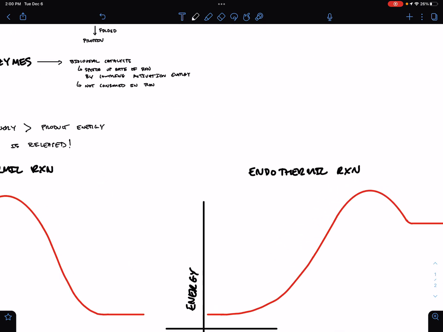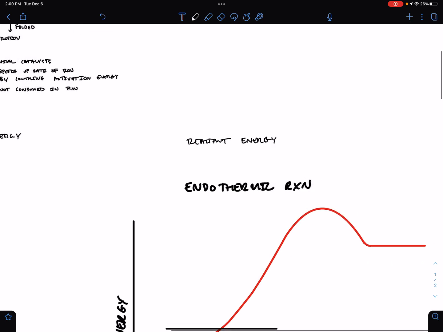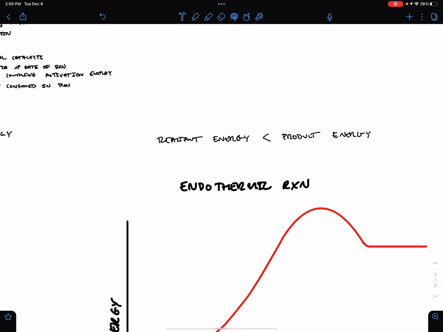In endothermic reactions, the reactant energy is less than the product energy. So energy is required in order to get this reaction to take place.